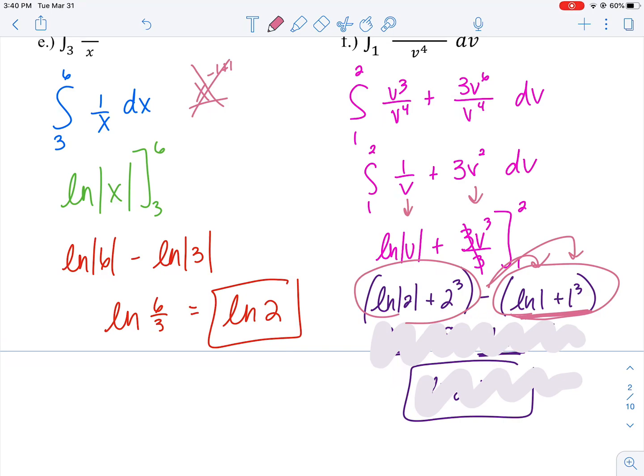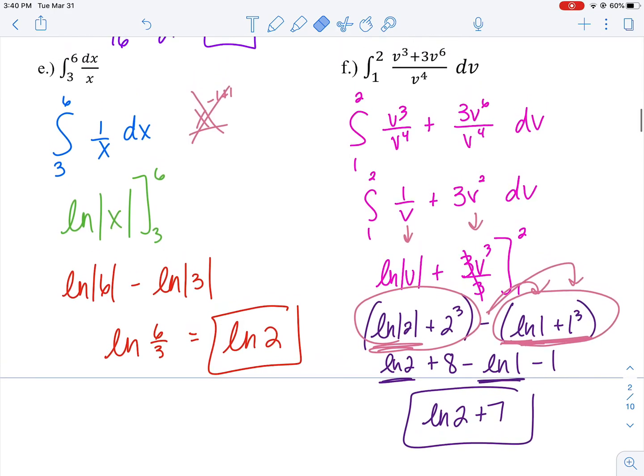I noticed that I had natural logs in both of them. I have a natural log of 2 minus the natural log of 1. I actually condensed that using my log rules and really said that I have natural log of 2 divided by 1, which is just natural log of 2. And then 8 minus 1 is 7. So I have a natural log of 2 plus 7. I could put that in my calculator if I needed to, round it if I needed to, if WebAssign asks, but the exact area underneath the curve of this function from 1 to 2 is natural log of 2 plus 7.